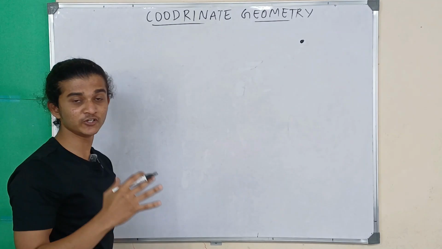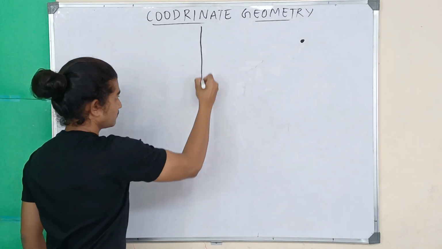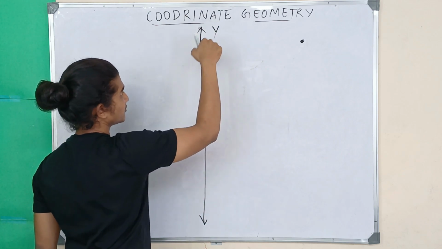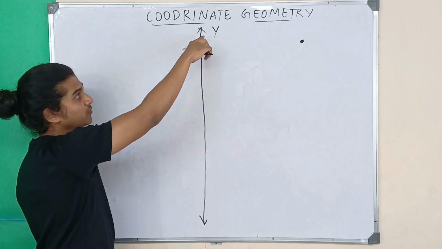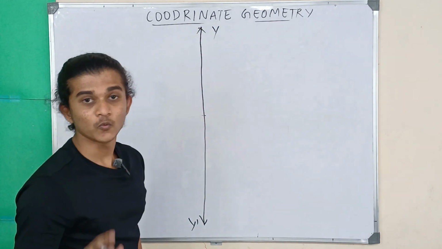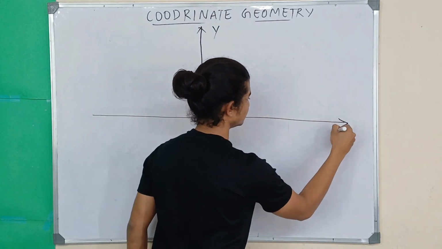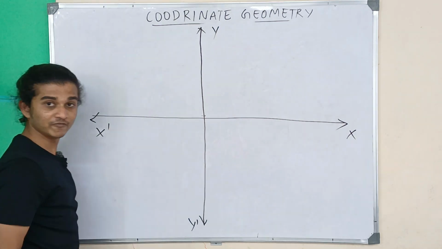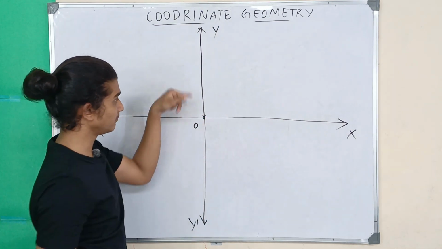So according to this, we're going to divide this plane into 4 different parts. So we have a vertical line or y-axis. We call this the y-axis or the vertical axis. The topmost is going to be named y, whereas the bottommost is going to be named y dash. One more axis is going to be horizontal, the x-axis. This is x and this is going to be x dash. The point where these two axes meet is called the origin.